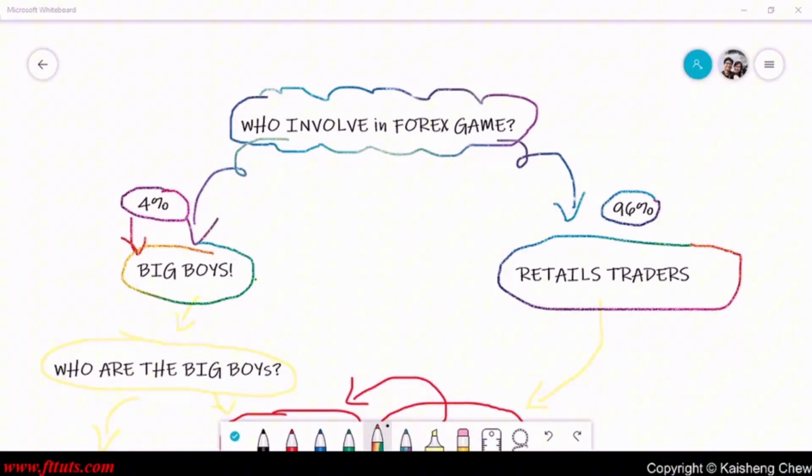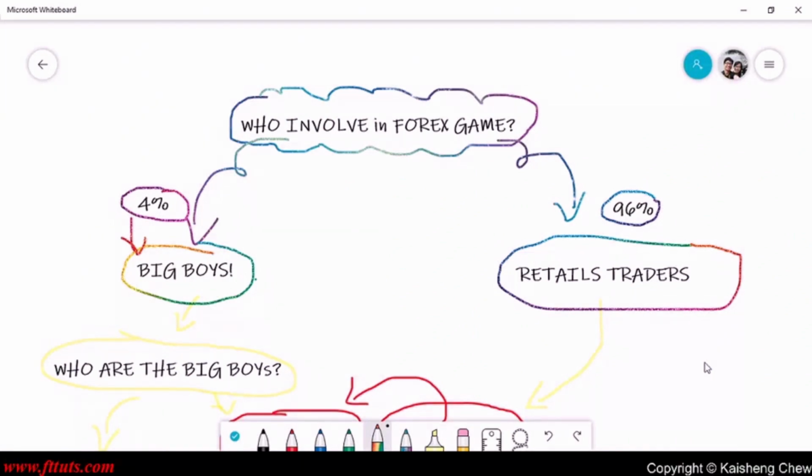Okay, now we're going to discuss who is involved in the forex market. So first of all, why do we need to understand who is involved in this market? Because in the market there is a 96%. In the research, they say that 96% of people in the market are losing money and only 4% of them are earning money in profit.